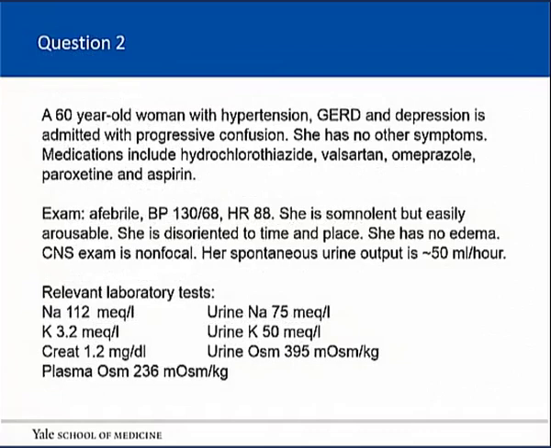So, we now have a framework for the diagnosis. Let's talk a little bit about treatment. So this is the second question. 60-year-old woman with hypertension, GERD, depression is admitted with progressive confusion.